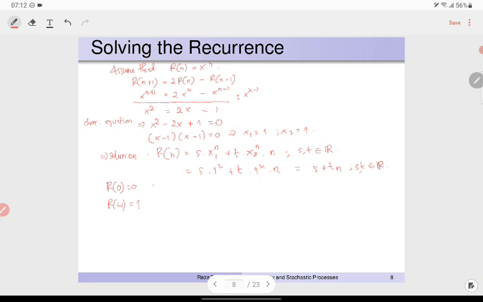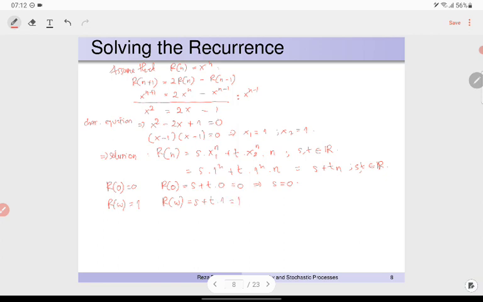Therefore R0 is equal to s plus t multiplied by 0, and this is equal to 0. Therefore, our conclusion is s is equal to 0. As simple as that. On the other side, we have R_W, which is equal to s plus t multiplied by W, and this is equal to 1.